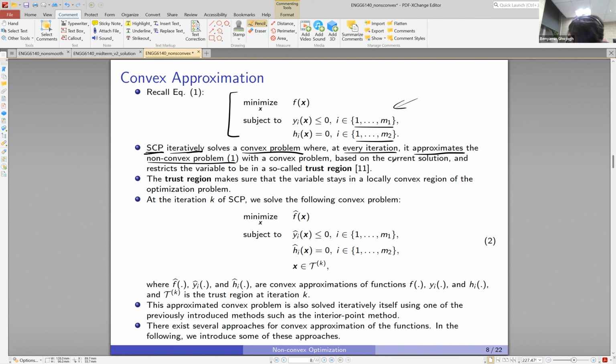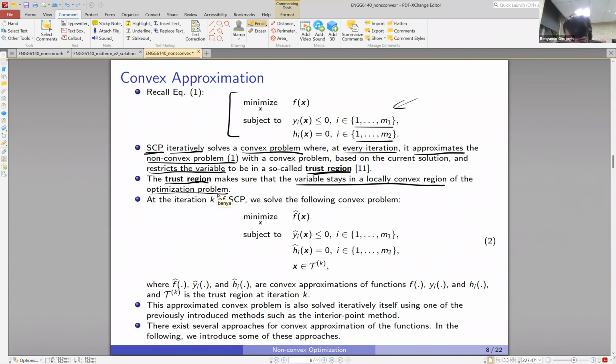Based on the current solution, it restricts the variable to be in a so-called trust region. It uses a concept named trust region, which we'll introduce soon, in order to make sure that we are not going somewhere which is not trustworthy, because we know that the optimization problem that we are tackling is actually non-convex. We are relaxing it, so we need a trust region to not go off much. The trust region makes sure that the variable stays in a locally convex region of the optimization problem.